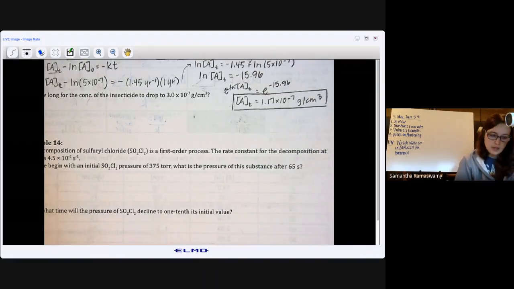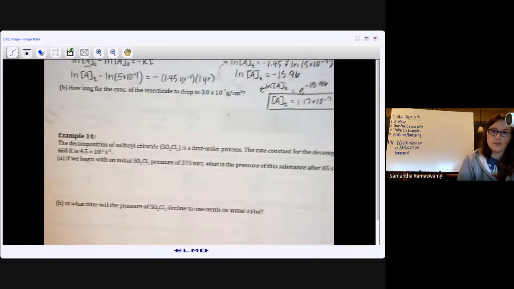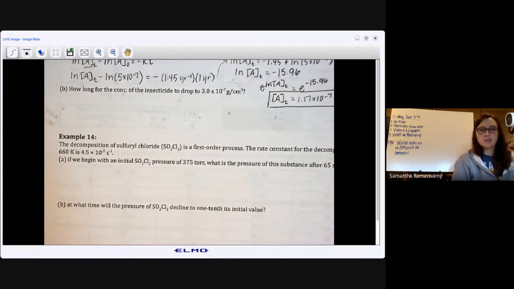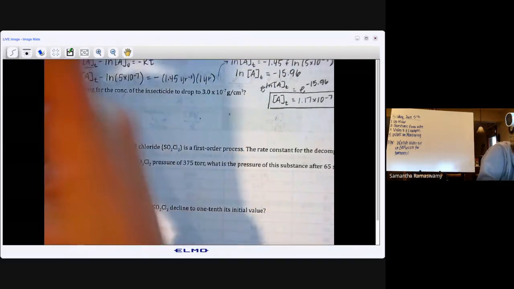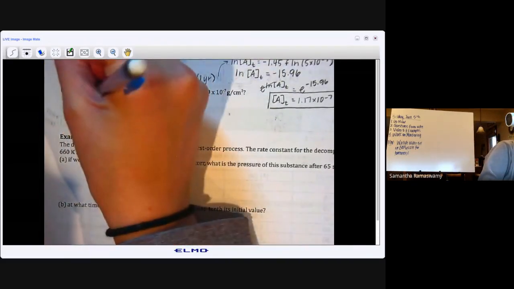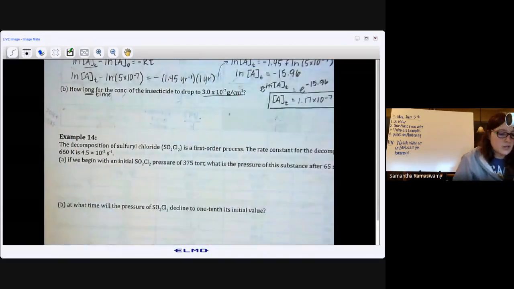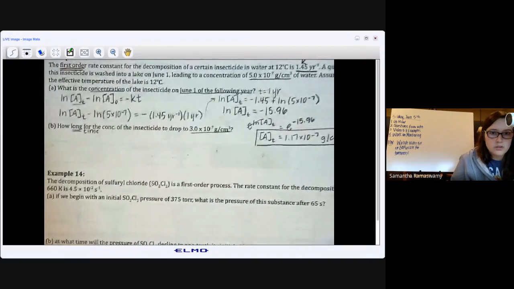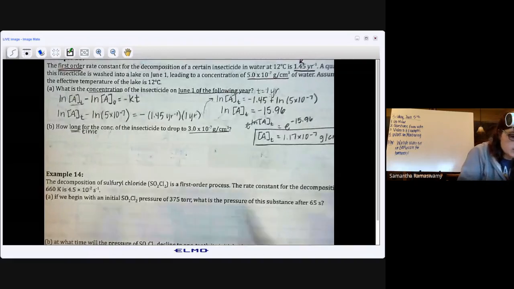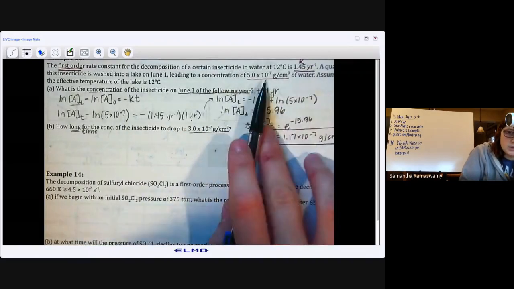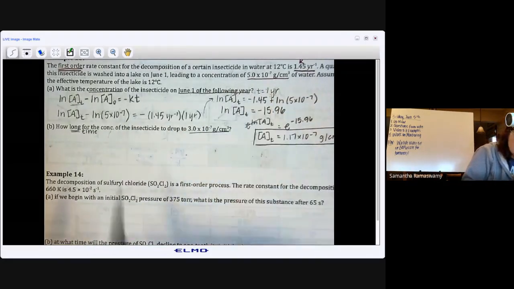Okay, so then part B of this says how long for the concentration of the insecticide to drop to 3 times 10 to the negative 7th. So how long? How long means time. How long means you're solving for time. And they're giving you another concentration. So remember, everything up at the top still applies. It's still first order. You still have the same rate constant. You still have an initial concentration. Now I'm solving for time.